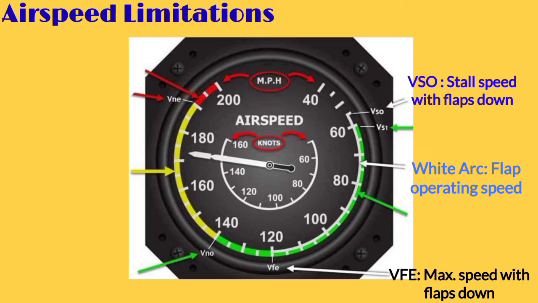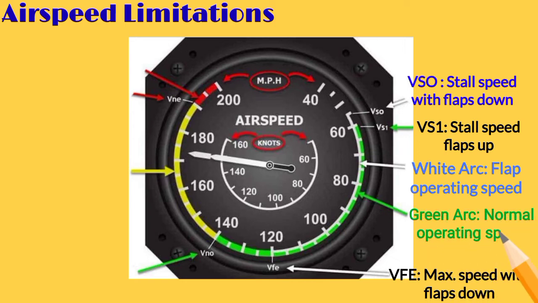Let's take a look at another airspeed limitation, VS1. Again, V stands for velocity, S stands for stall, but this configuration is 1. This means that with flaps up, or in a clean configuration, if you fly below this airspeed, the airplane will stall. Remember, VS1 is the stalling speed in a clean configuration, and VSO is the stalling speed in the landing configuration with the flaps and gear down.